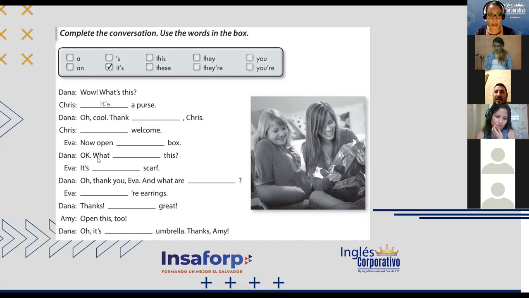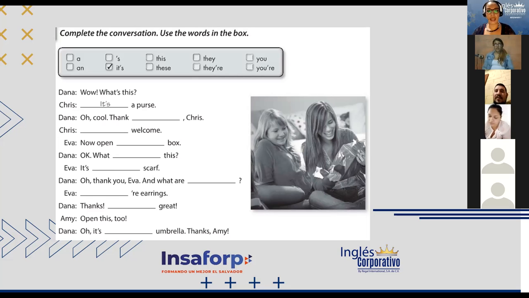Okay, what's this? It's a scarf. A scarf. Okay, thank you, Eva.